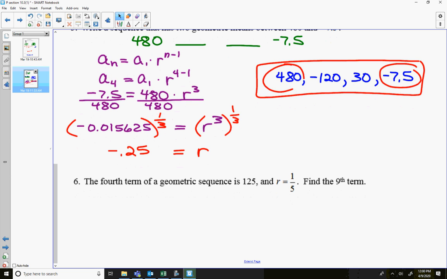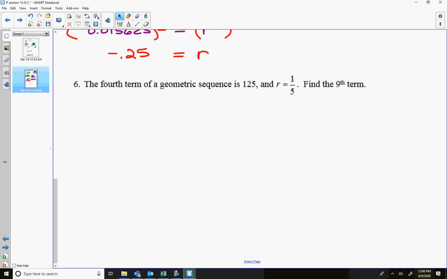All right, now last one, number 6. This one's a little different. Now, the fourth term of a geometric sequence is 125. R is 1/5. Find the ninth term. Okay, do not write this. Okay, it's going to be correct, but it's going to be the long way. We're not going to do it that way.